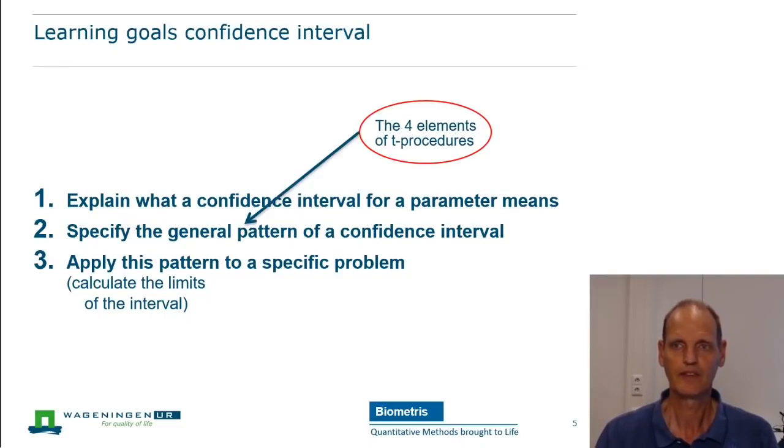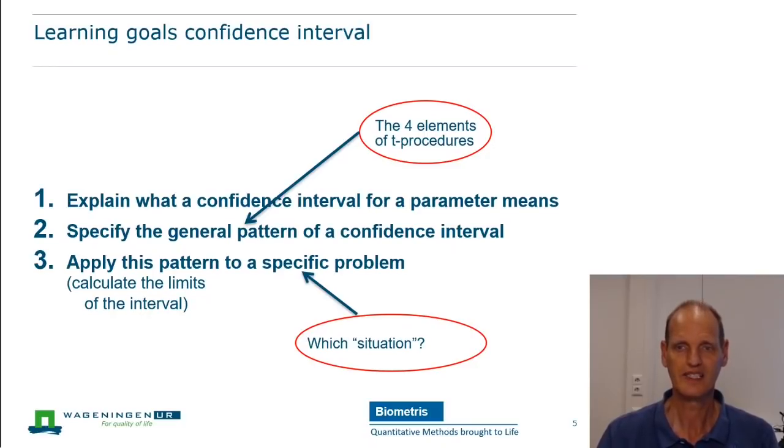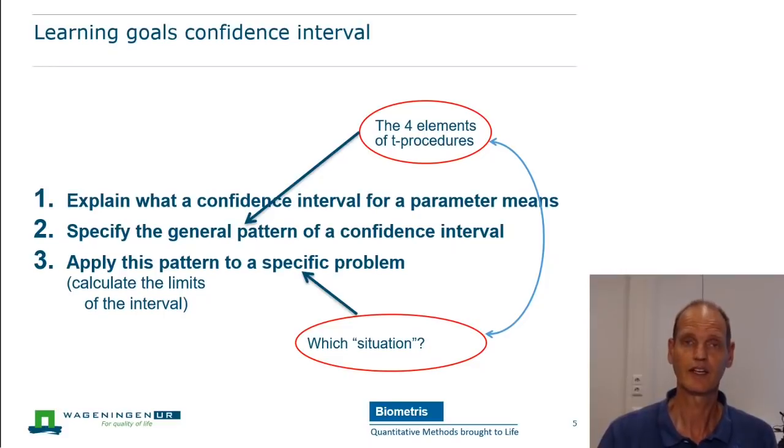And specific means that you know which situation applies, and connected to that is what are the 4 elements for that case. The general pattern of a confidence interval uses the 4 elements of T procedures. I can already mention them: the parameter of interest, the estimator, the standard error, and degrees of freedom. And in each situation, the set of these 4 elements is different.